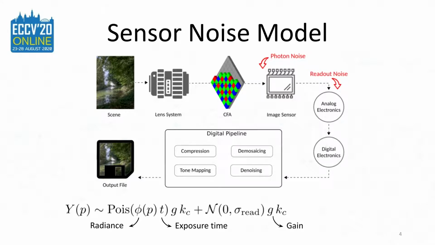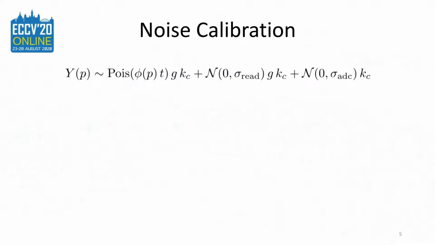Readout noise captures fluctuations in the voltage while accumulating electrons and is amplified along with the signal. The last component, analog to digital or ADC noise, is added after amplification and is attributed to the quantization error.